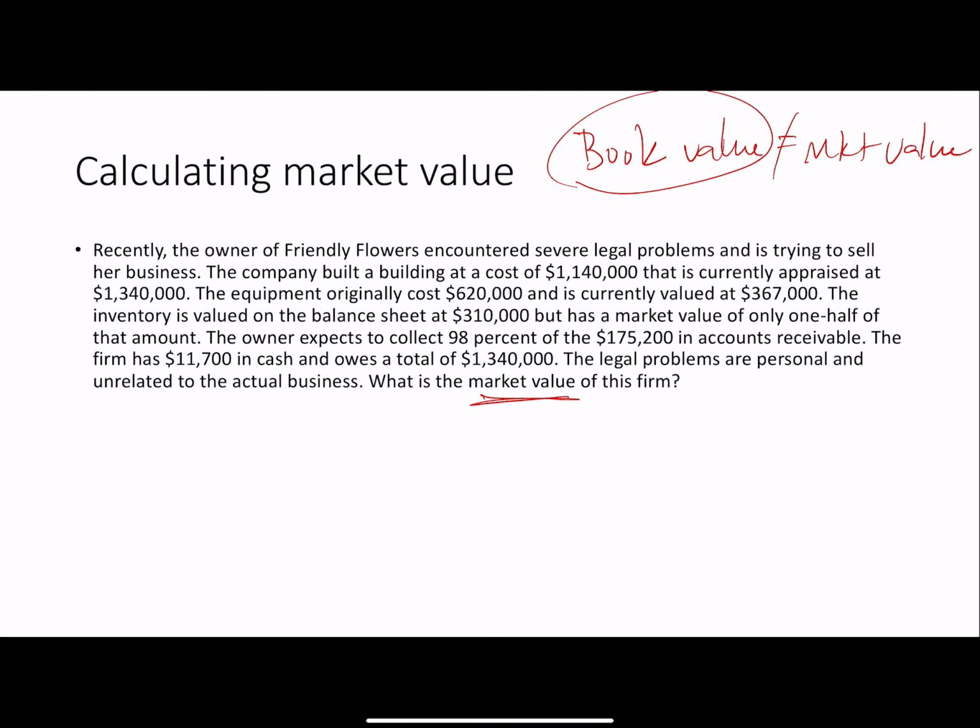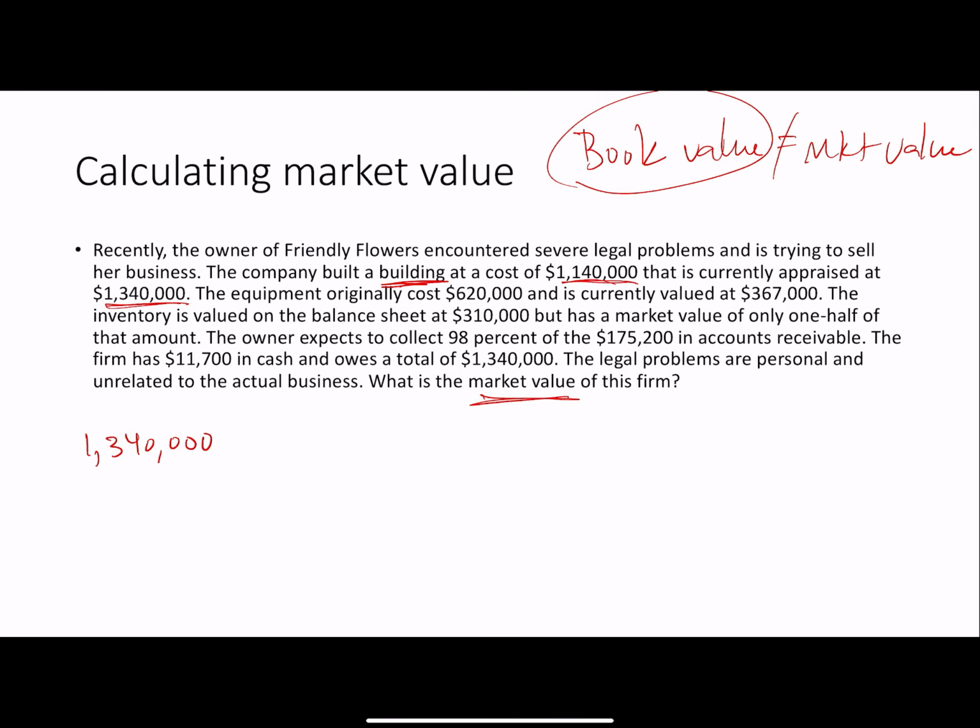The first thing is the building, right? It originally cost $1,140,000, but that is unrelated to what it's valued at today. It appraises for $1,340,000. So the first thing we're going to write down is this $1,340,000, which is the appraised value of the building that the firm owns.